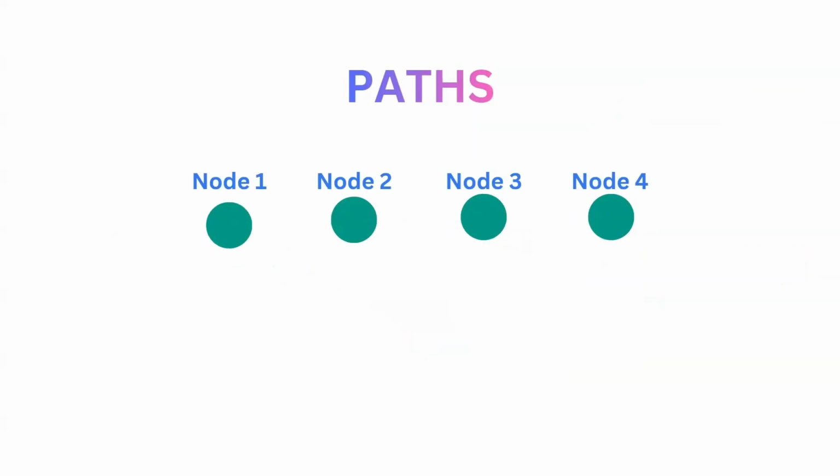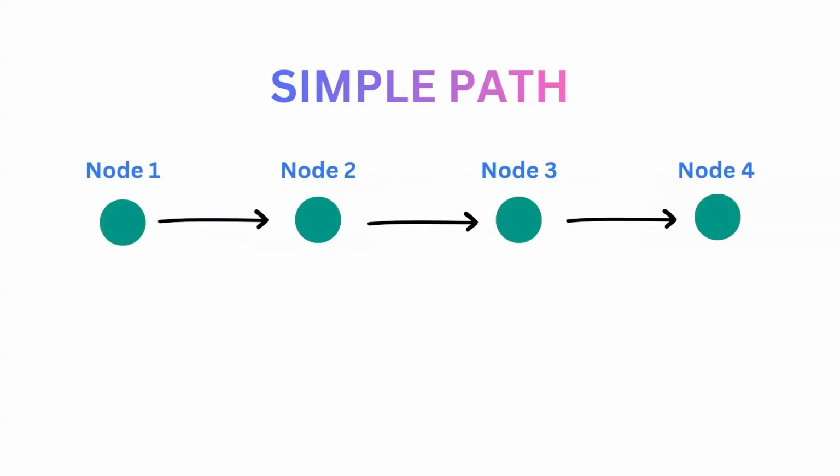Now let's talk about different types of paths we have in a graph with the help of four nodes, node 1, node 2, node 3 and node 4. First one is a simple path, in which no vertex is repeated except possibly the first and last if it forms a cycle.